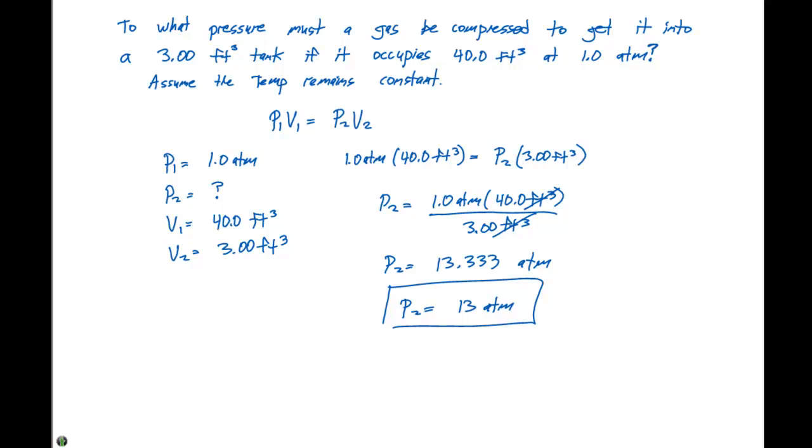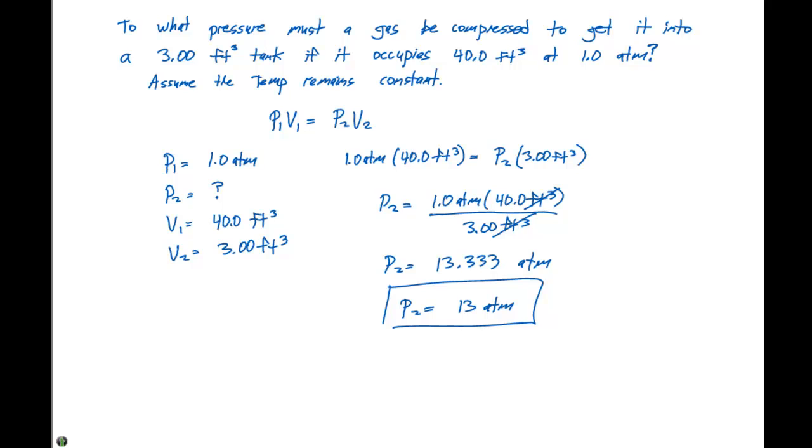So now let's look and see if this answer makes sense. We're starting out with 1 atmosphere of pressure, and we have a fairly large container. We are going to compress this from 40 feet cubed all the way down to 3 feet cubed. So if we're going to compress this gas into a smaller container, we expect the pressure to go up, and since we have a fairly large change in volume, we're going to expect the pressure to be much larger in this case. And we go from 1 atmosphere to 13 atmospheres, so this answer would indeed make sense.